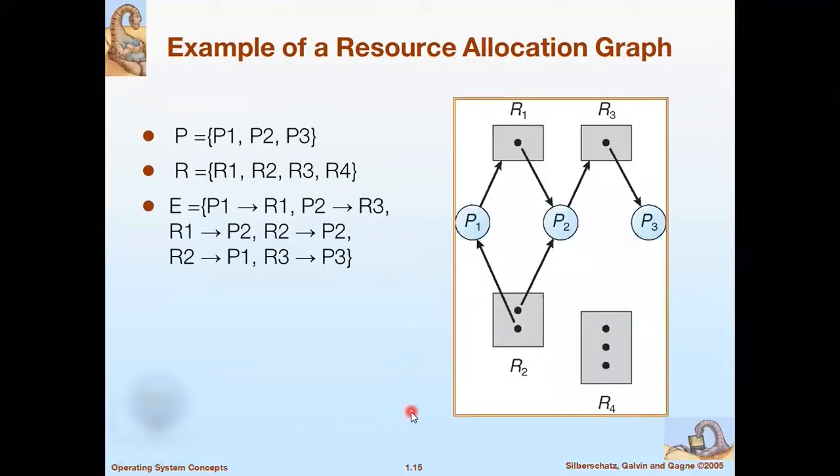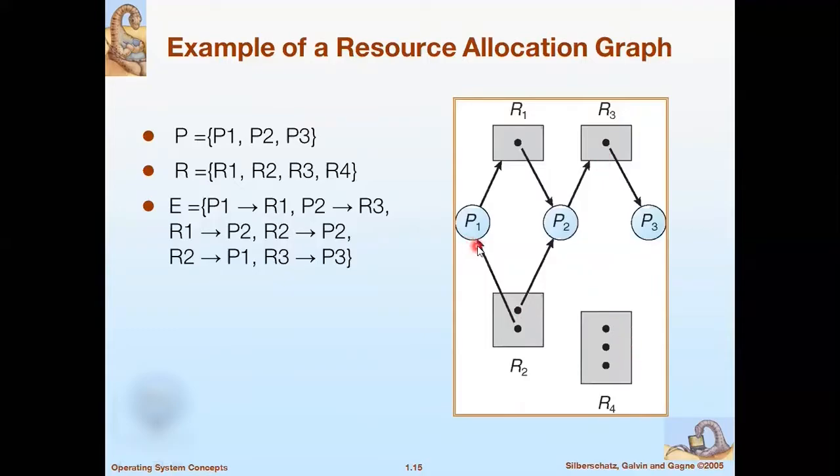Now we will see an example of a resource allocation graph. Here we can see the sets of process, resources and edges, where we have three process type vertices, that is P1, P2 and P3, and four resource type vertices, that is R1, R2, R3 and R4. Here resource type R1 has one instance, resource type R2 has two instances, resource type R3 has one instance, and resource type R4 has three instances.